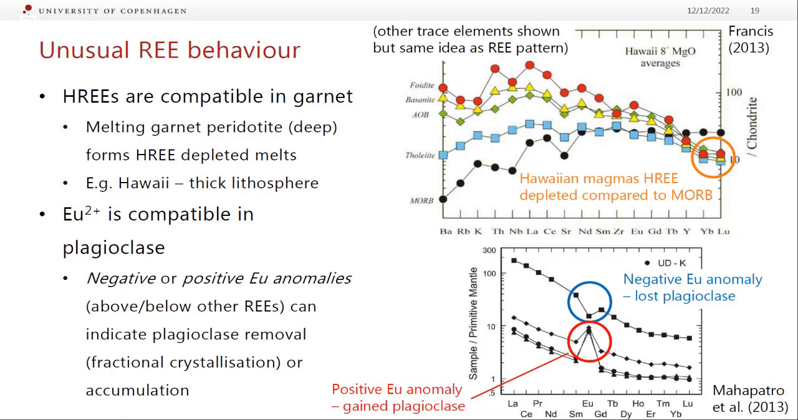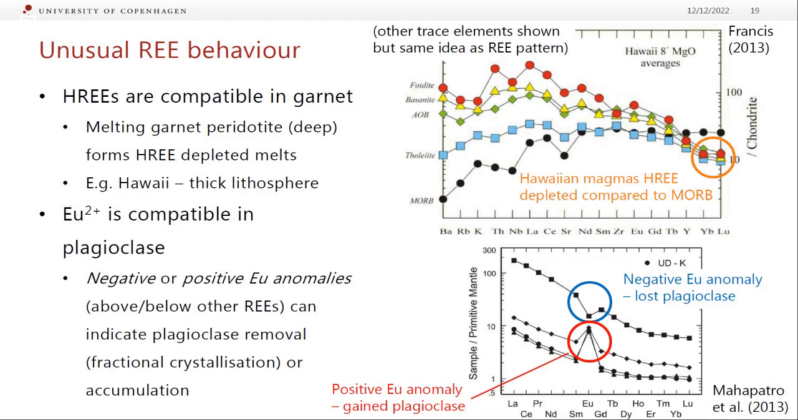So coming back to this one, we have a negative europium anomaly in this rock, so it's lost plagioclase. And in these ones, we have a positive europium anomaly, and they've gained plagioclase. And this is actually a rare type of cumulate rock called an anorthosite, which is basically just pure plagioclase. So it's really obvious. But this can be handy.